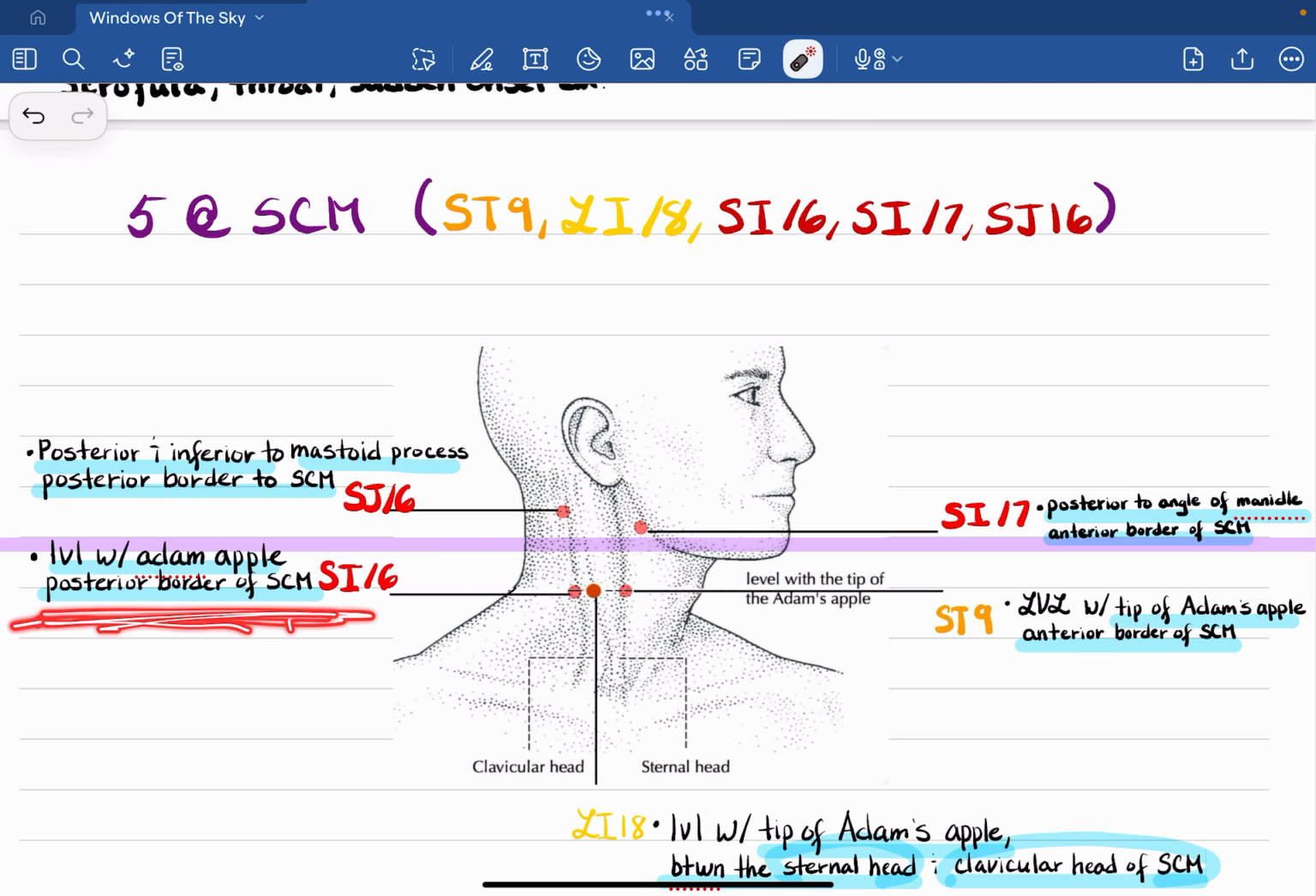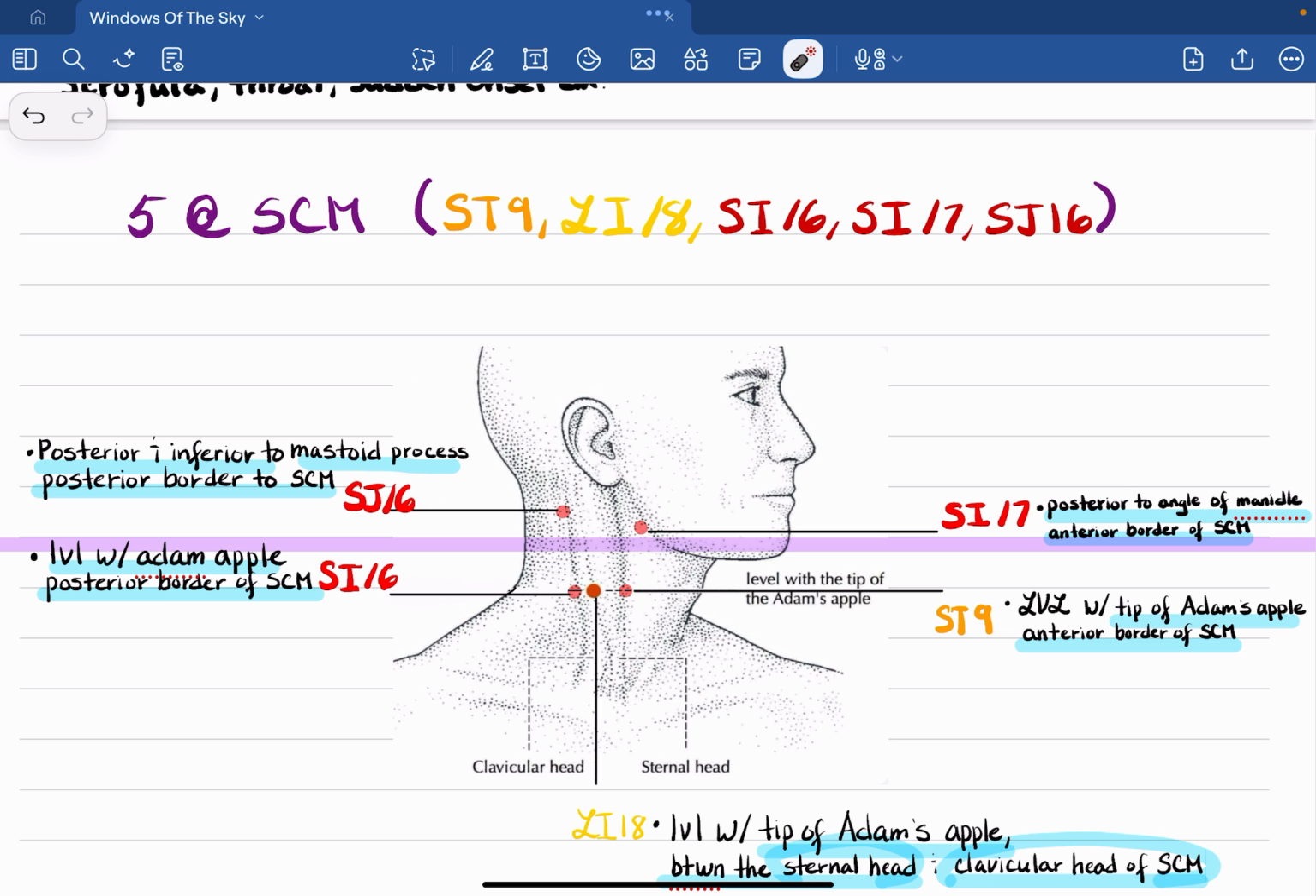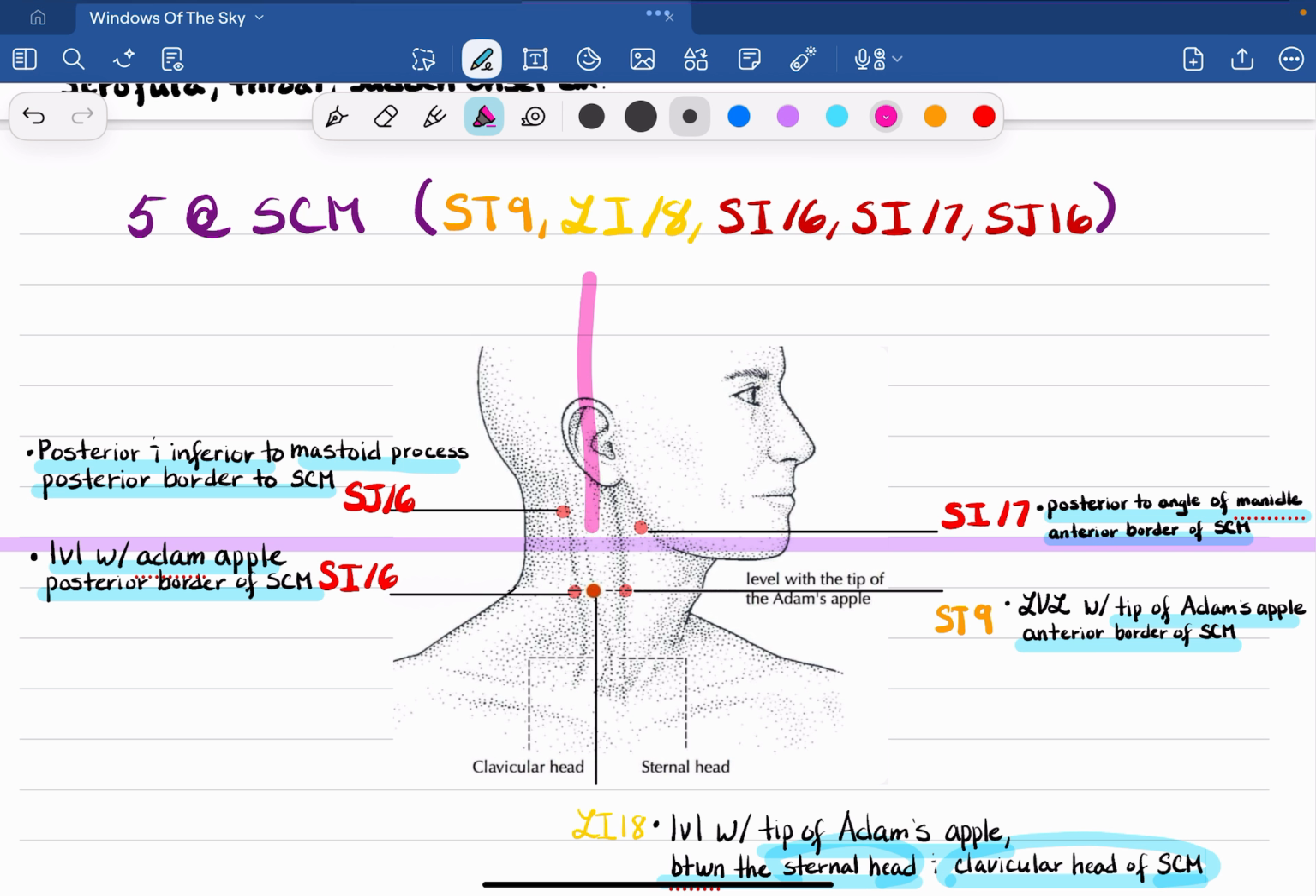So this is where it's posterior. So this is the center, LI 18, posterior. This is also posterior, and these two are anterior. So you can divide it in many different ways, but you have to remember it somehow. So I don't want to make this too messy, but maybe you can do a little invisible line right there or something.